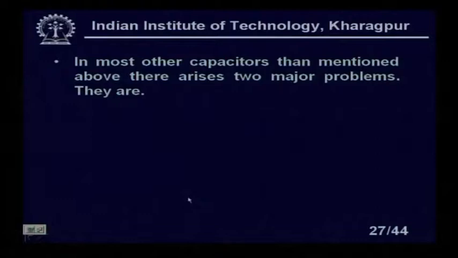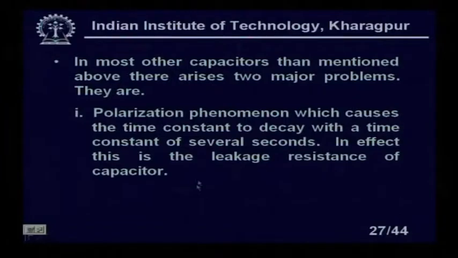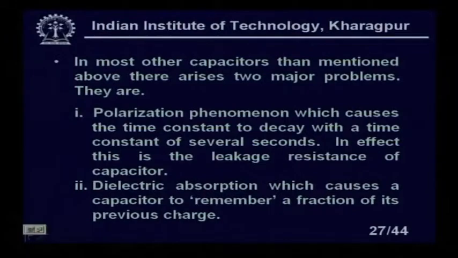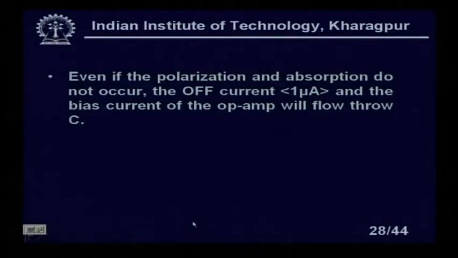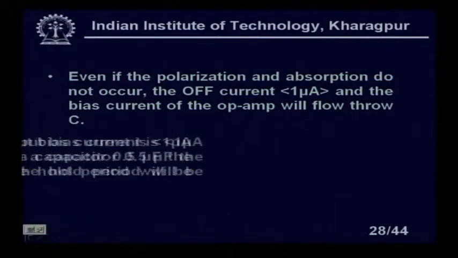In most other capacitors than mentioned above, two major problems arise. They are polarization phenomena, which cause the time constant to decay with a time constant of several seconds. In effect, this is the leakage resistance of the capacitor. Dielectric absorption, which causes a capacitor to remember a fraction of its previous charge, also creates a problem. Even if the polarization and the absorption do not occur, the off current of the switch, which is less than 1 microampere, and the bias current of the op amp will flow through the capacitor C, right. That is the problem.